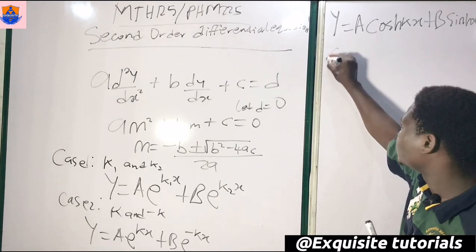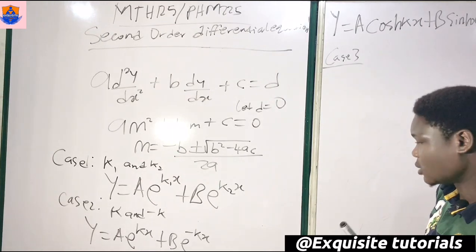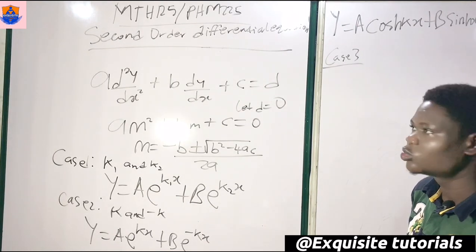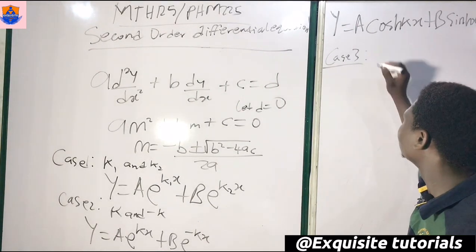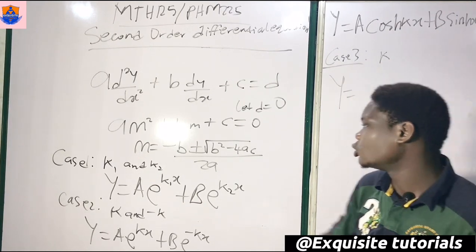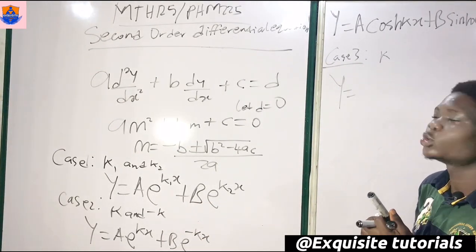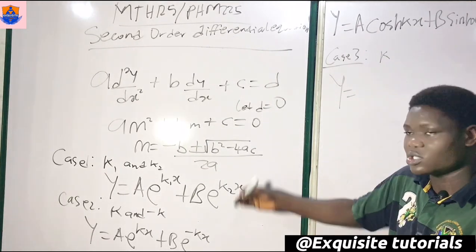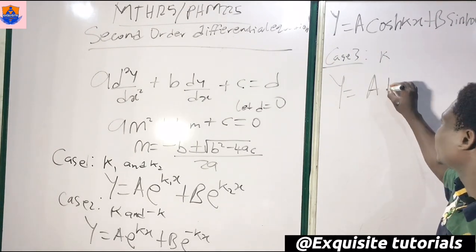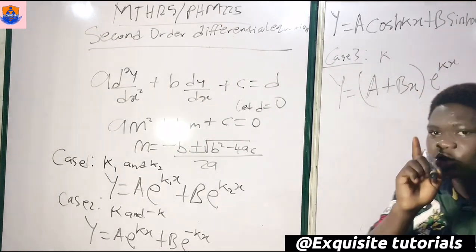Now let's move over to case 3. Let's say you solve and you get one value twice, like 2 and 2, or 3 and 3. So let's say your answer is k. Your solution to that differential equation will not be a exponential kx plus b exponential kx. There's a reason for this, but I won't be showing you anything that has to do with the proof of all this in this video. I'll do a separate video for that. So your solution to the differential equation will be (a plus bx) exponential kx. That's if you get just one value.